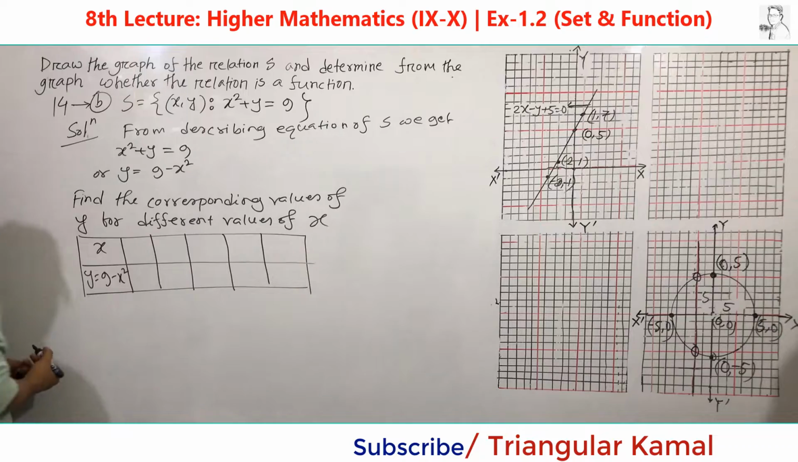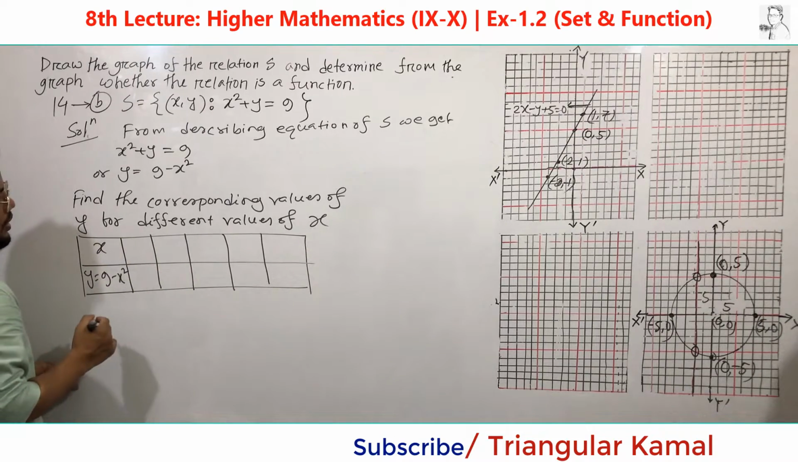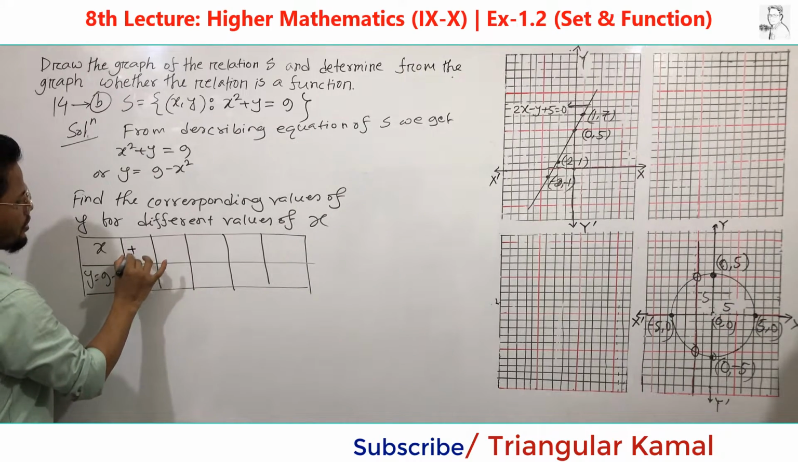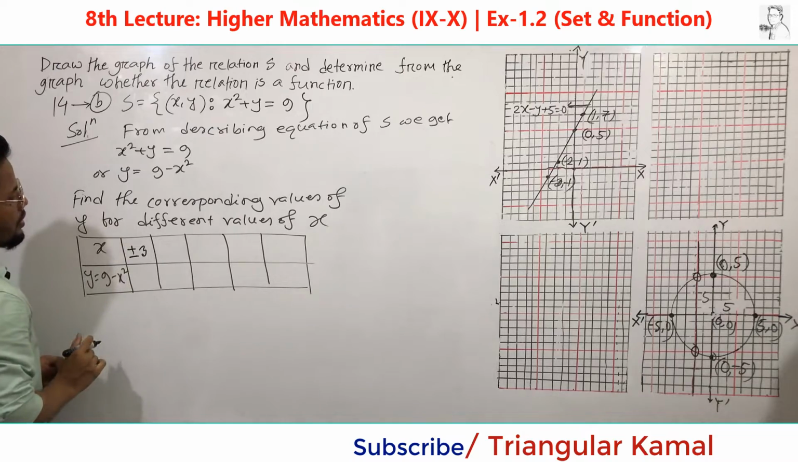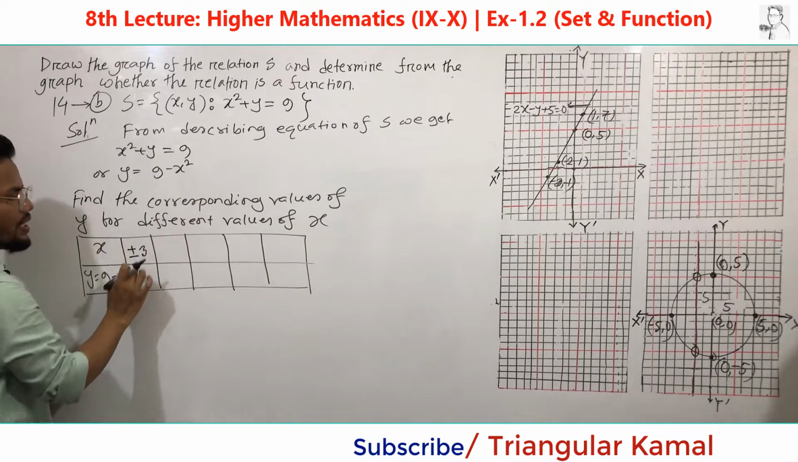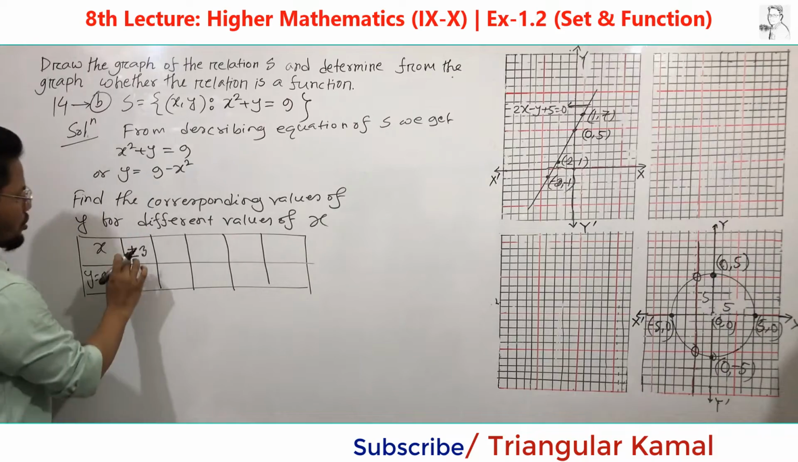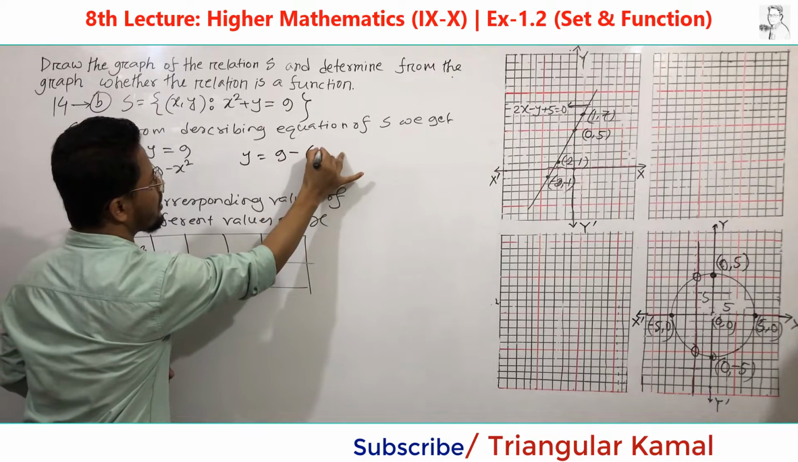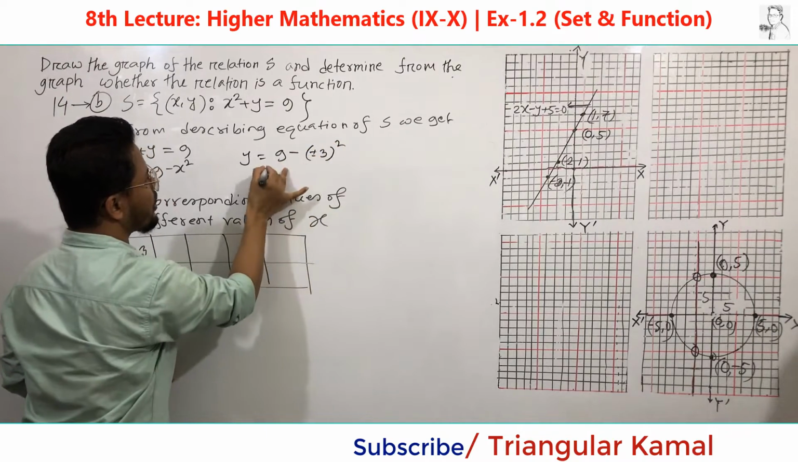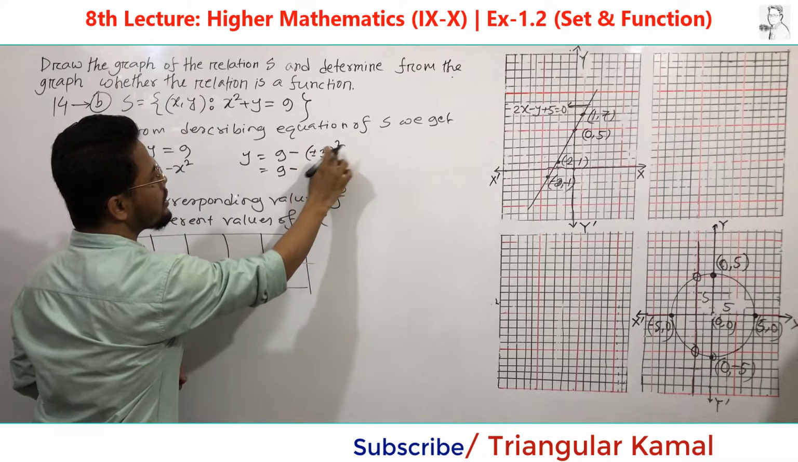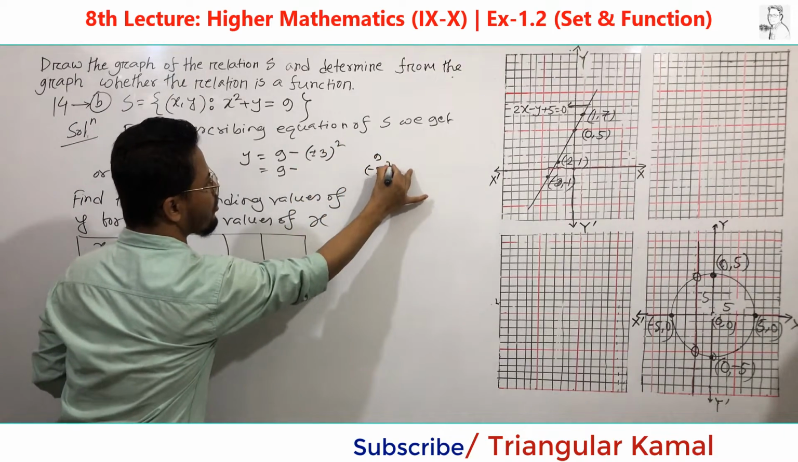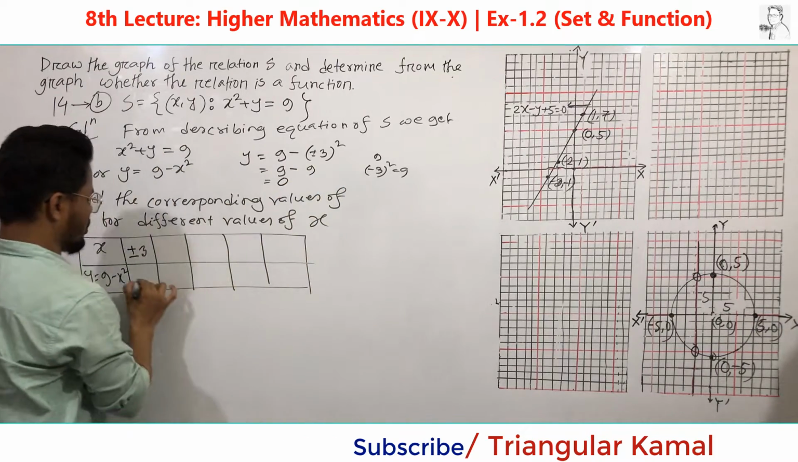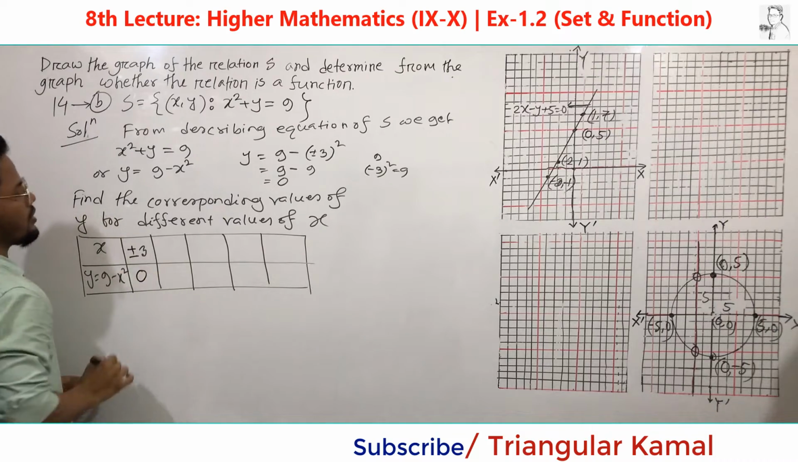Okay. First step, taking plus minus 3. There is a square, so you apply here both plus 3 and minus 3. So when x is plus minus 3, then y will be 9 minus plus minus 3 whole square. Plus 3 square will be 9, and minus 3 square also will be 9. So this one will be 9 minus 9 equals 0. So for plus minus 3 we will get here 0.